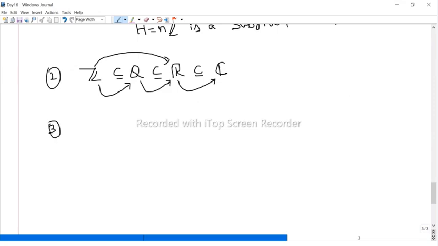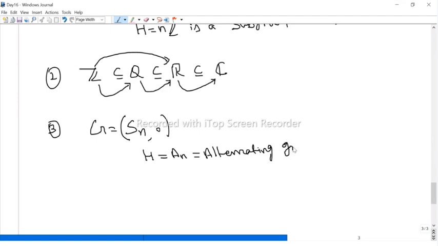Now, in the symmetry group, if you take G equal to the symmetric group, the permutation group Sn with respect to function composition, what are the subgroups? There are so many subgroups. The standard subgroup is the set of all even permutations, which we call An, sometimes called the alternating group.